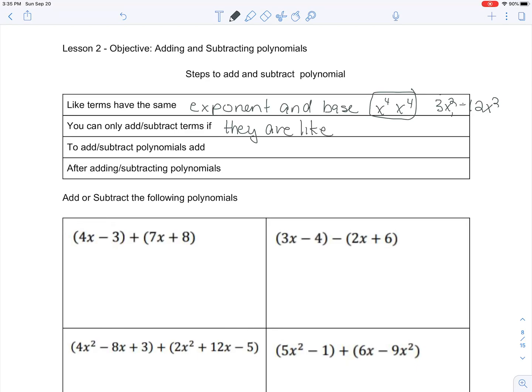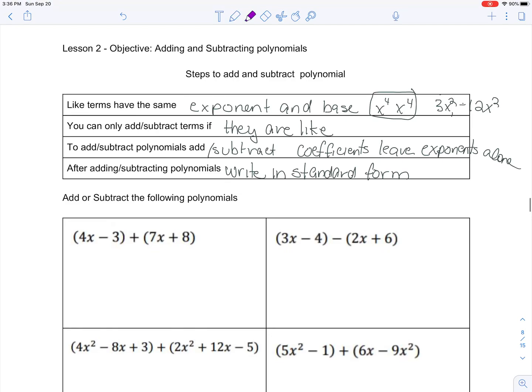Polynomials are very discriminatory. To add or subtract polynomials, you want to add or subtract coefficients. Leave exponents alone. And after adding and subtracting polynomials, you want to write in standard form: highest exponent to lowest exponent. Okay, so let's do a couple examples.